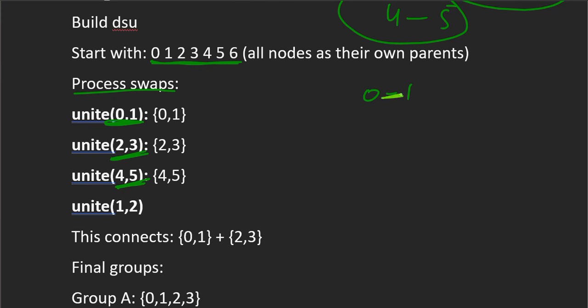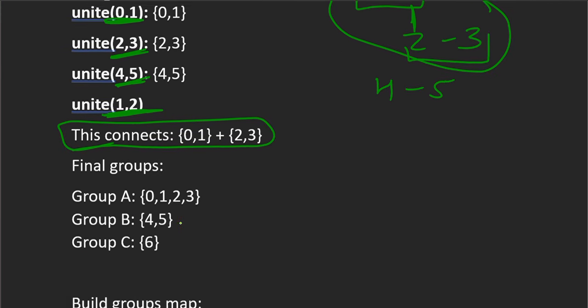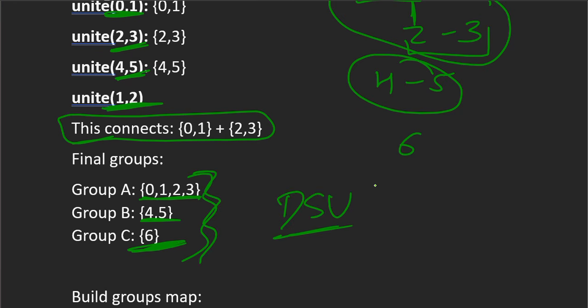If you unite 0 and 1, they will be connected. Then we unite 2 and 3, so 2 and 3 are connected. Then we unite 4 and 5, so 4 and 5 are connected. Now when we unite 1 and 2, you'll see this component and this component become one single component. So what are the final groups that we get? 0 1 2 3 are all together in one group. Then 4 and 5 are a different group, and 6 is a separate group. So these are the three groups that we get after forming the disjoint union set.